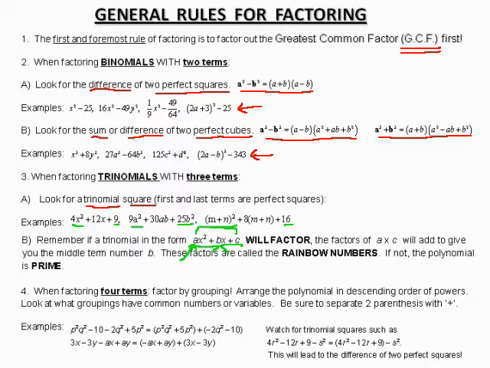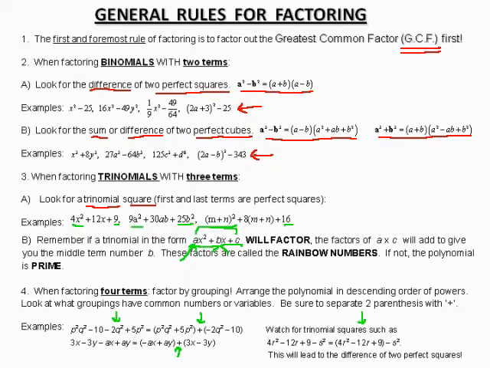And speaking of quad, 4 terms, let's look at number 4 down here. When factoring 4 terms, look to factor by grouping. Arrange the polynomial in descending order, and always be sure to separate your groupings with that plus sign in the middle. Notice on this first example, as these get more difficult, I arranged it in descending order and then grouped the first 2 and the last 2, as I did in the second example down here. And remember, this is the big leagues. You'll also have some grouping problems where it may not be the first 2 and last 2 that factor.